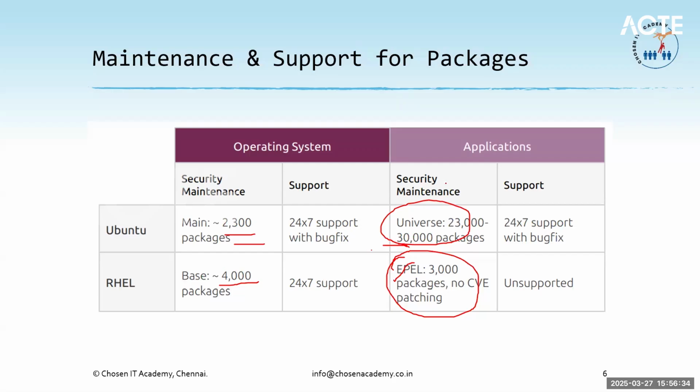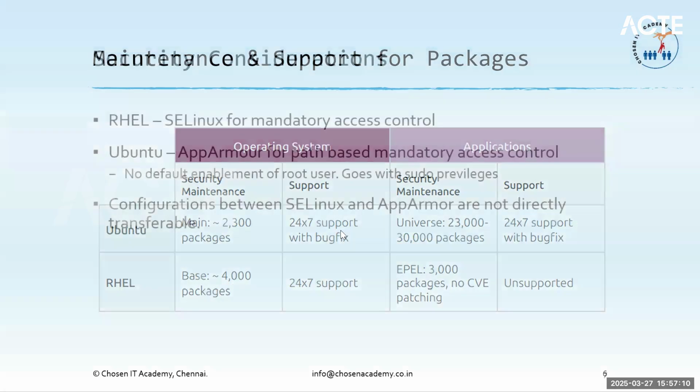Ubuntu has 24/7 support with bug fixes, community driven, but 24/7 is available for both. For the additional things, RHEL does not support them, so that's one thing we need to keep in mind. Whatever issues we find in the EPEL repositories, we cannot go for support. It's not supported. Whereas Ubuntu is all community driven, so basically we can get 24/7 support with bug fixes.